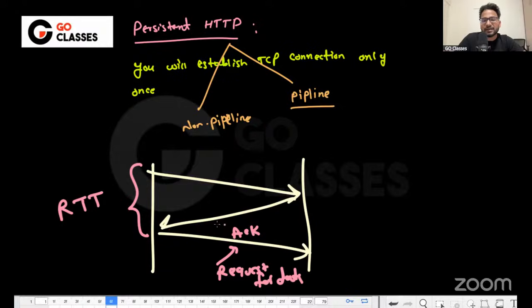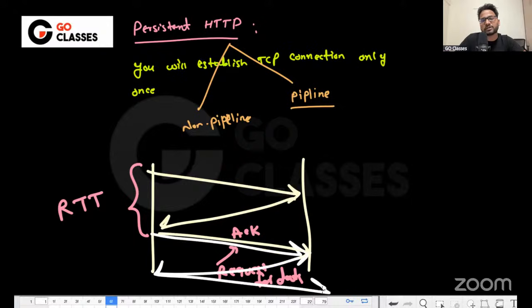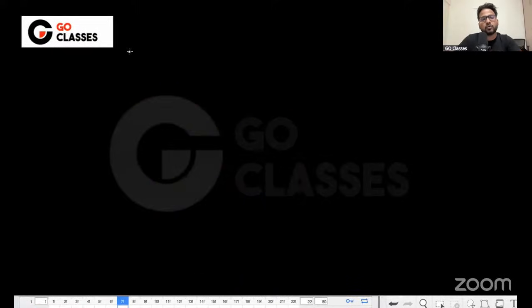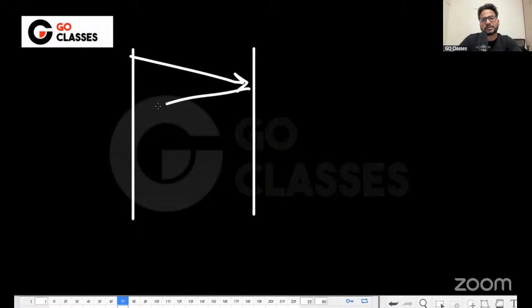If it is non-pipeline, then you will be requesting one thing, receiving that thing, then requesting another thing, receiving that thing. So you keep on requesting, keep on receiving. This is called the non-pipeline way, which means 1 RTT for the connection establishment.